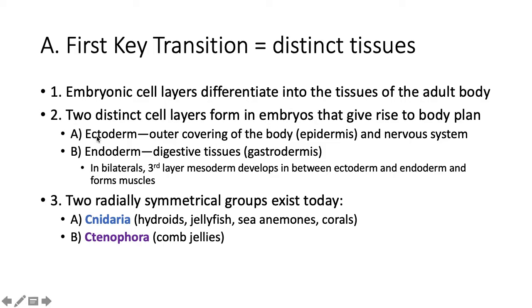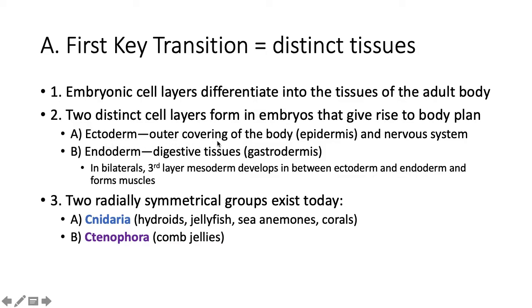So the first key transition, remember, is distinct tissues. That's why we call them Eumetazoas. We have to go back to embryonic cell layers and how they differentiate into tissues of the animal body. Remember, there are three germ layers: the ectoderm, the mesoderm, and the endoderm. We're going to discuss organisms that have just two, basically radial organisms: ectoderm and endoderm. They lack a mesoderm. If you have a mesoderm, then you are bilateral most likely.